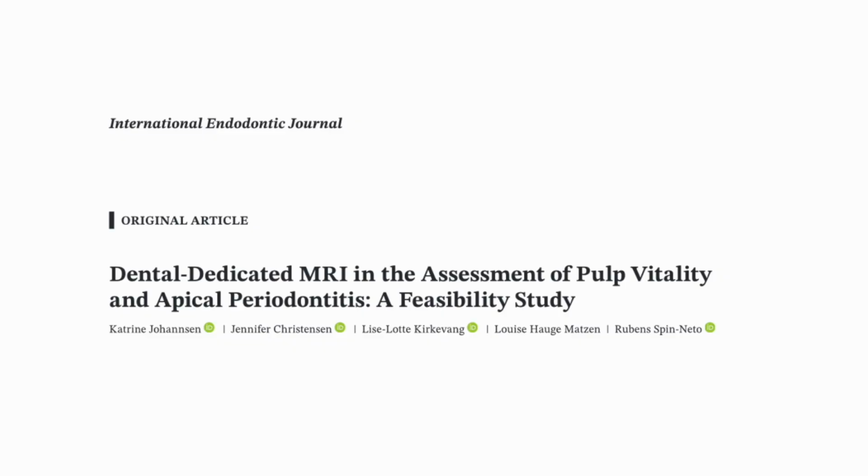However, limited information is available about the diagnostic accuracy of this MRI in the assessment of pulp vitality and the diagnosis of apical periodontitis. To address the limited evidence on this topic, this feasibility study explores the utility of this MRI in evaluating pulp vitality and diagnosing apical periodontitis by assessing the diagnostic accuracy of dental dedicated MRI in those two diagnostic tasks as an adjunct to clinical assessment and radiographic imaging.